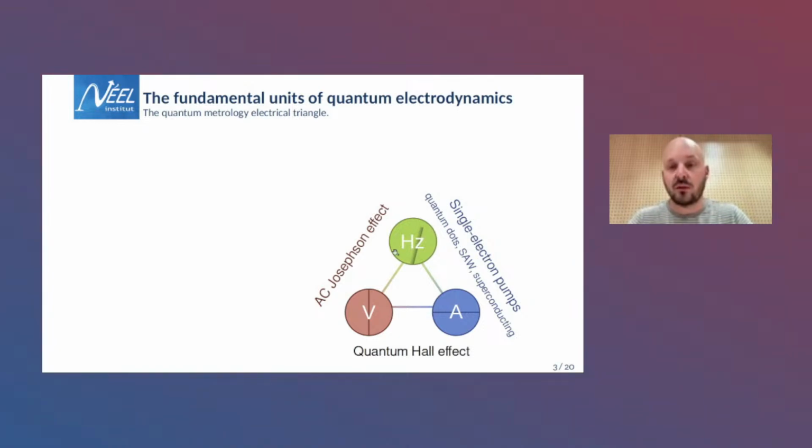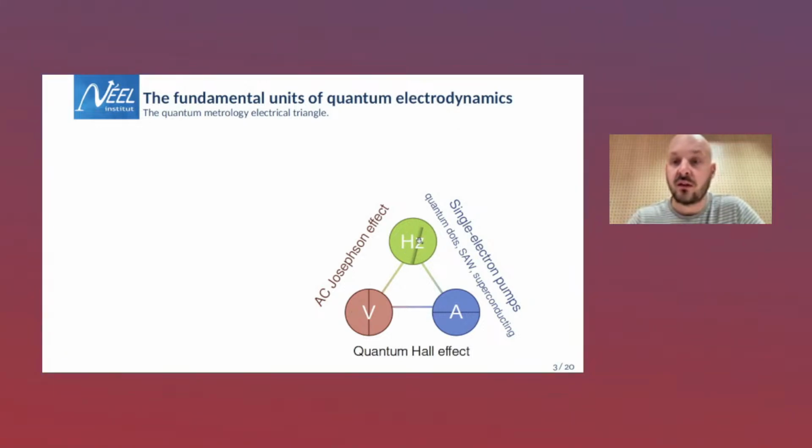You really want to link these 3 units just by fundamental constants. There already exist at the metrological level 2 legs that are covered. You probably know that voltage and current are linked via the quantum Hall effect, the quantum resistance. In the integral quantum Hall effect, there are very nice plateaus, very flat, so you can really link voltage and current very accurately.